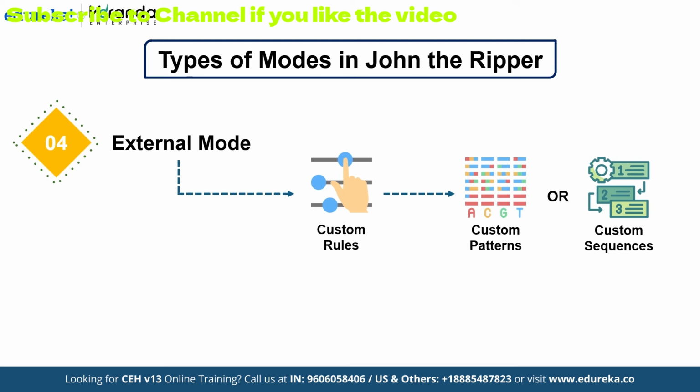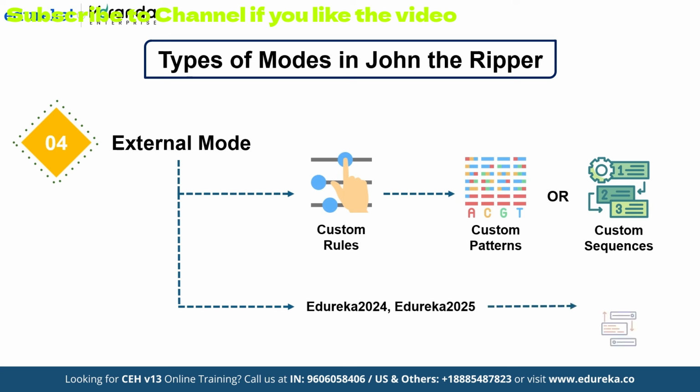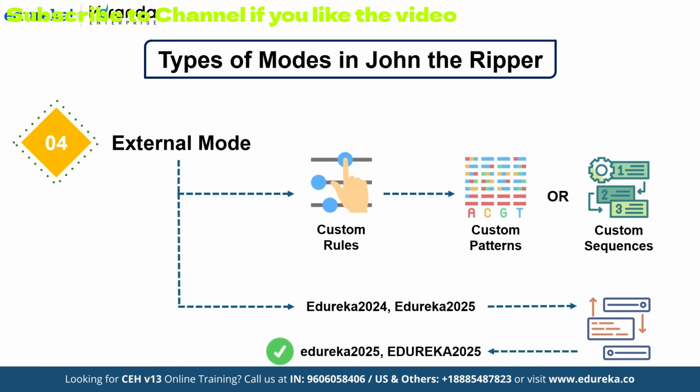So let's say you're testing passwords for a company and you suspect employees use a specific pattern, such as the company name followed by a year. For example, a password might look something like this, as you can see on the screen, and so on. So using external mode, you can write a rule to test variations of this pattern, increment the year, or try different case combinations. Something like this. John will then handle the process systematically following your custom rules.